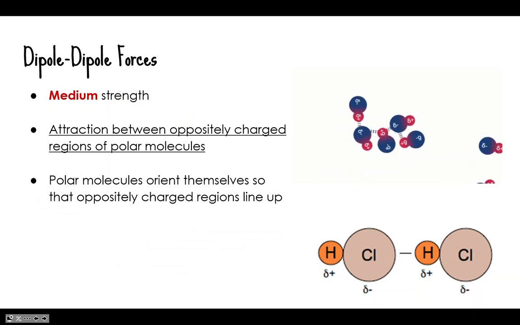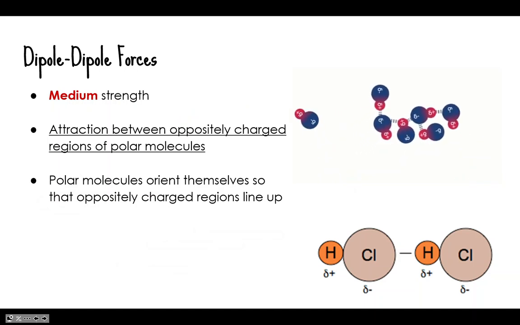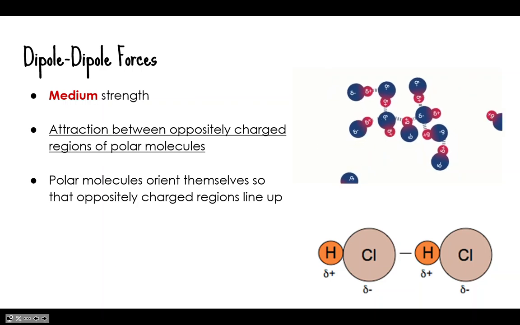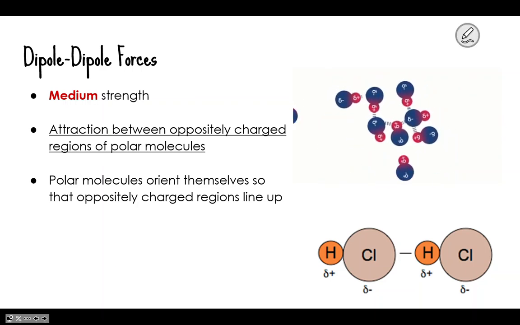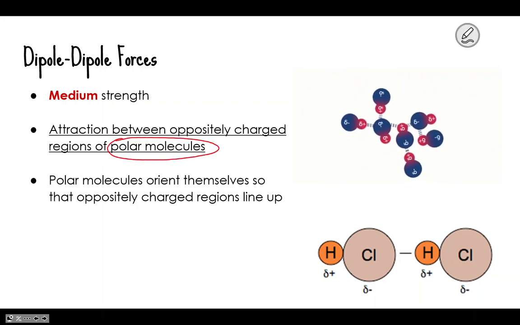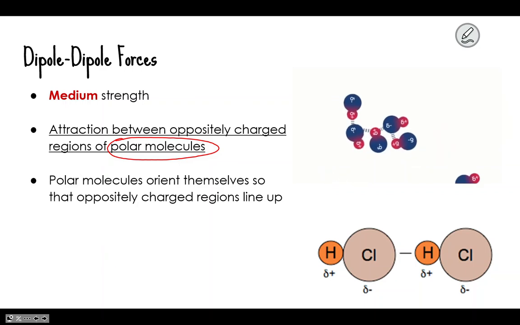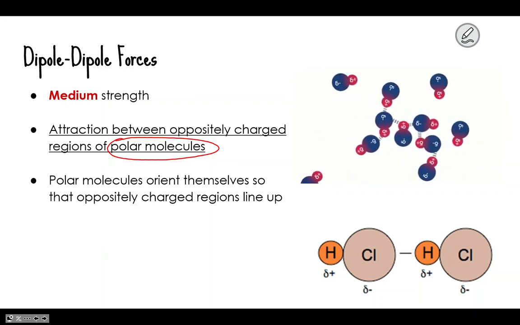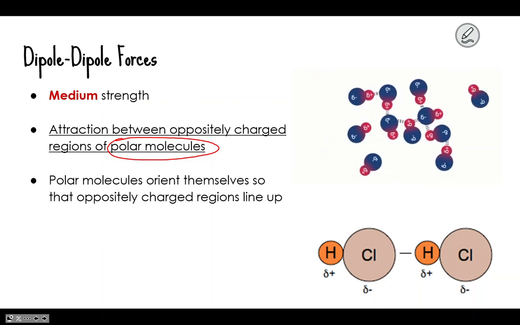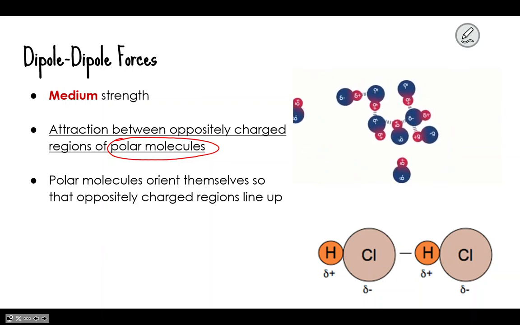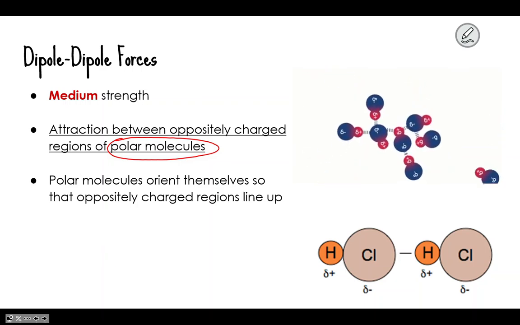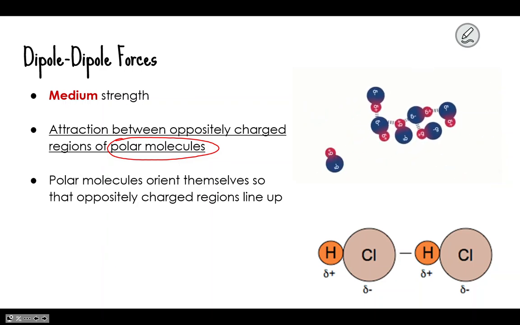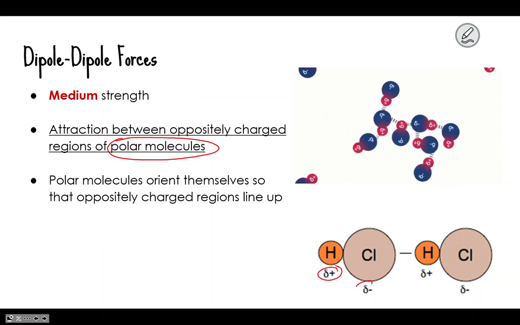The next one is called dipole-dipole forces. This one's medium strength, as you can see. This is always going to happen between polar molecules. If you look at the shape and you know it's polar, it's automatically going to have London dispersion forces, but it's also going to have dipole-dipole forces, and the dipole-dipole forces will be its stronger force. As you can see, this one's a polar molecule, so there is a partial positive and a partial negative.